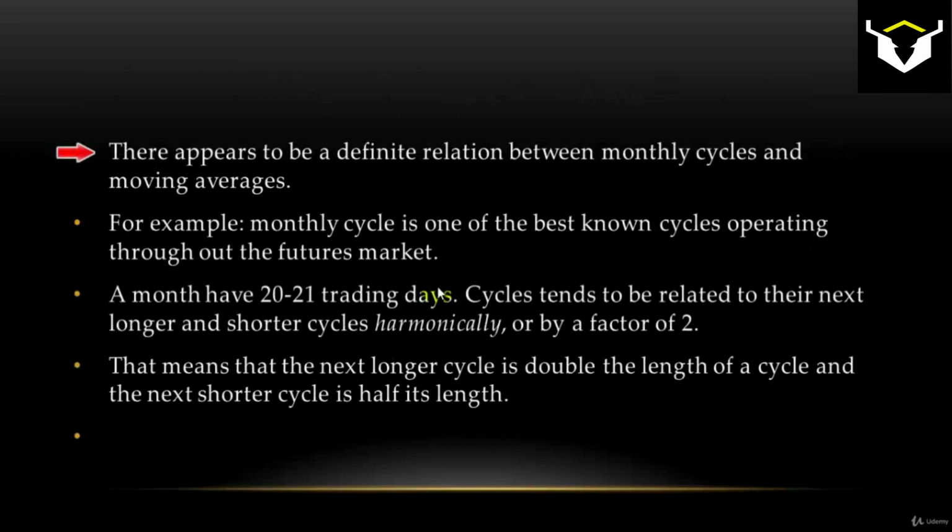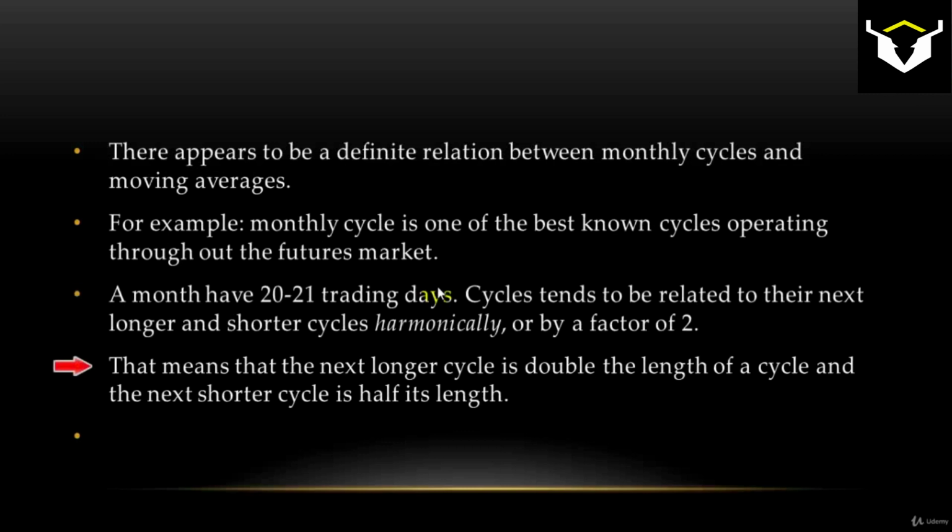There appears to be a definite relation between monthly cycles and moving averages. For example, the monthly cycle is one of the best known cycles operating throughout the futures market. A month has 20 to 21 trading days. Cycles tend to be related to the next longer and shorter cycles harmonically, or by a factor of 2.